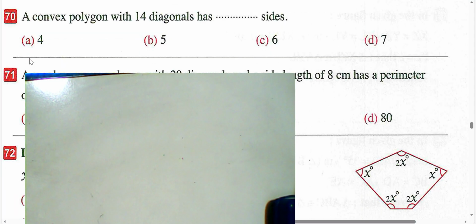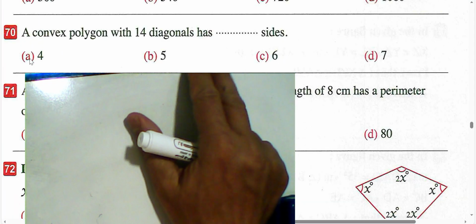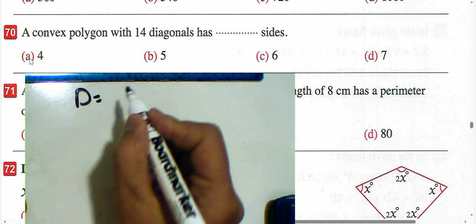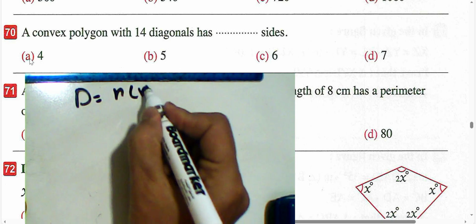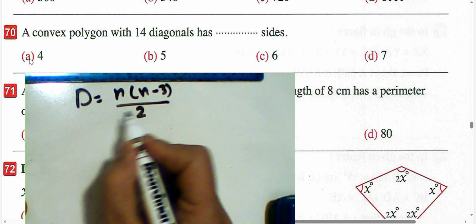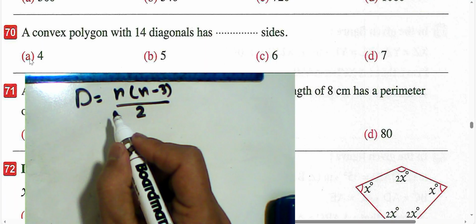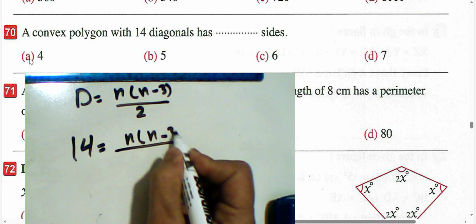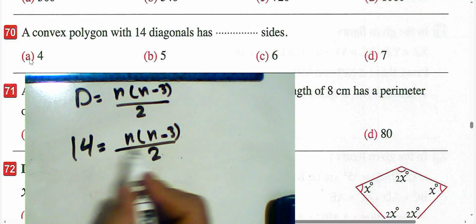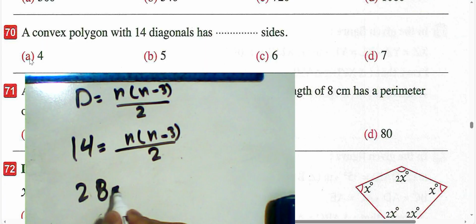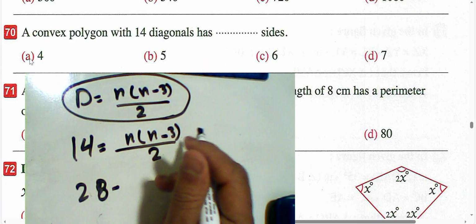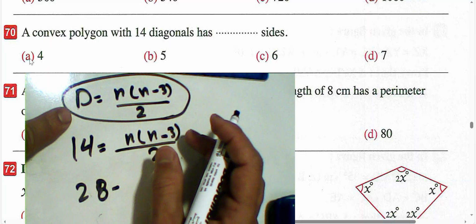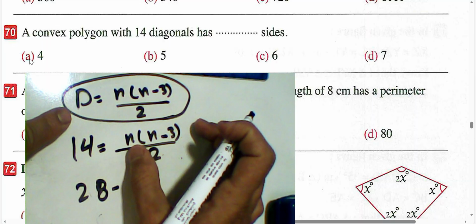Next question, number 20. A convex polygon with 14 diagonals has how many sides? Okay, we can write the rule d equals n times (n minus 3) over 2. It's the number of diagonals. A convex polygon has 14 diagonals. 14 equals n times (n minus 3) divided by 2. 2 times 14 is 28. Okay, my students, this rule we use to find the number of diagonals. He gives us in the example the number of diagonals, 14, and wants us to find n, here the number of sides.